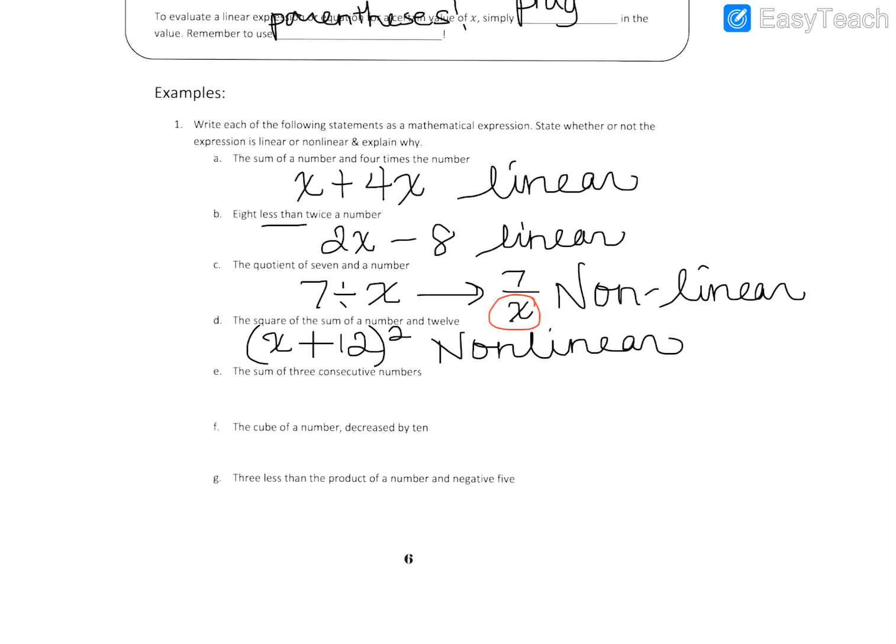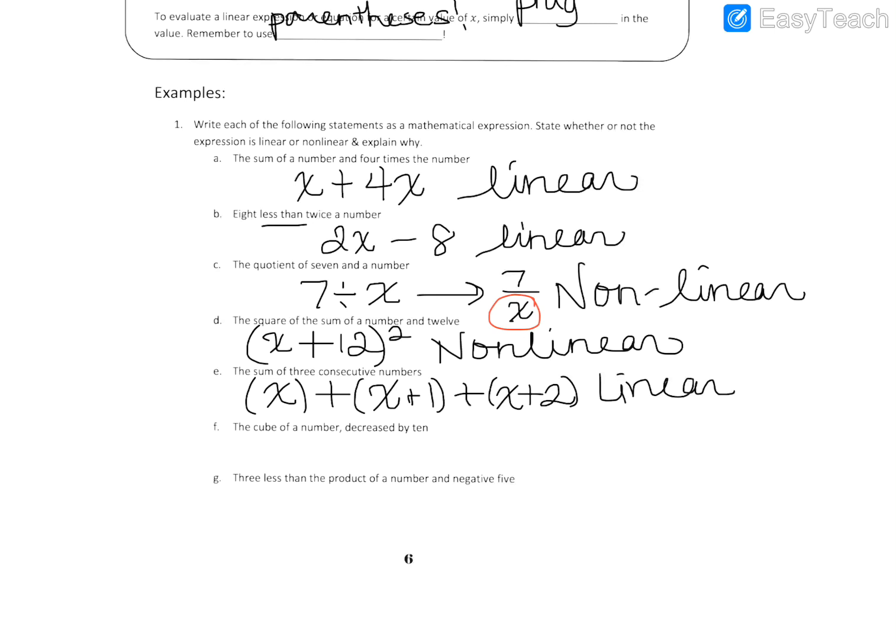All right, E, the sum of 3 consecutive numbers. Okay, so on this one, we want the sum of 3 things. 3 consecutive numbers. Consecutive means in a row. So our first one's going to be x, and then our next one would be x plus 1, and then x plus 2. Consecutive numbers go up by 1. Okay, and this is going to be linear because all of the x's have an exponent of 1.